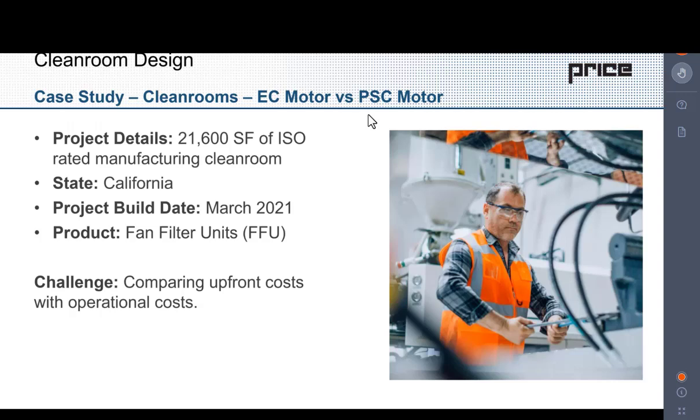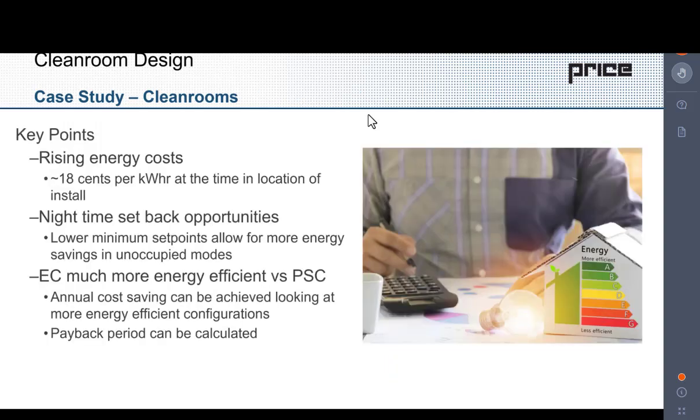This specific project was a 21,600 square foot ISO rated manufacturing clean room in the state of California. It was built a few years back in March 2021, and the product or terminal units we were using were fan filter units. The challenge that we faced was comparing upfront costs of the more expensive EC motor units with the operational costs of the whole system.